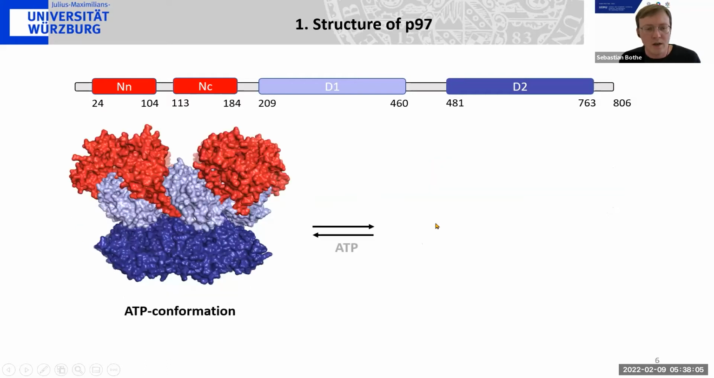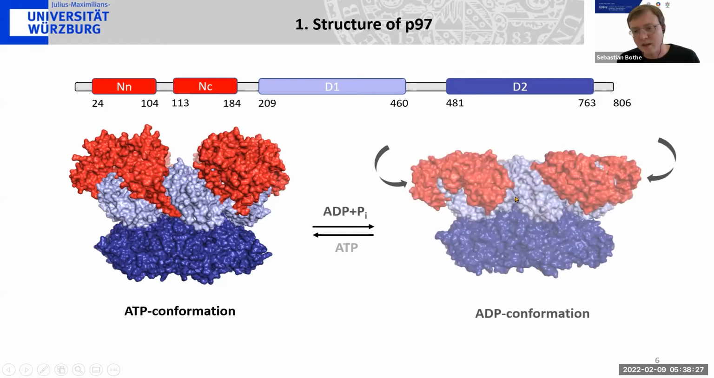And how does it look? P97 has two conformations. If ATP is bound, the N-terminal domains are looking out of the plane, where the plane is defined by the D1 domains. And when the hydrolysis happens, in the ADP conformation, the N domains make a big conformational change and then lie inside the plane of the D1 domain. This movement of P97 generates mechanical force on its targets, to extract them, for example.